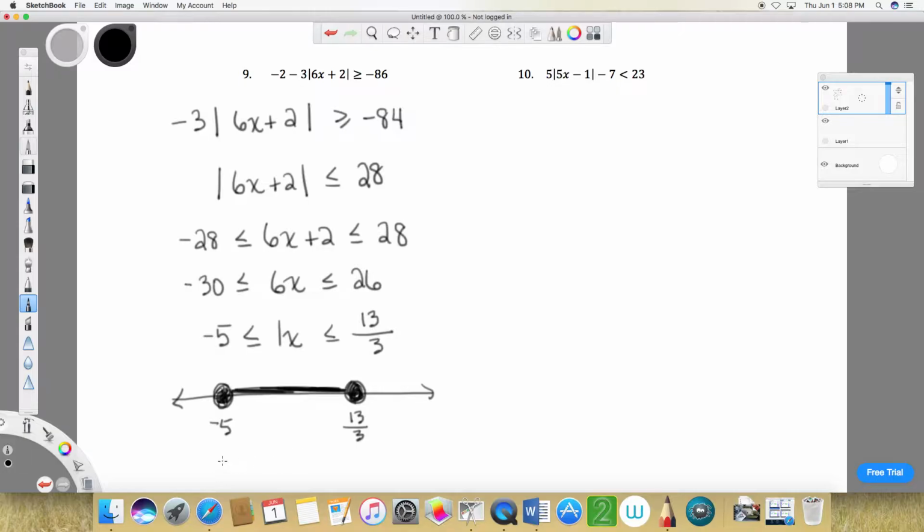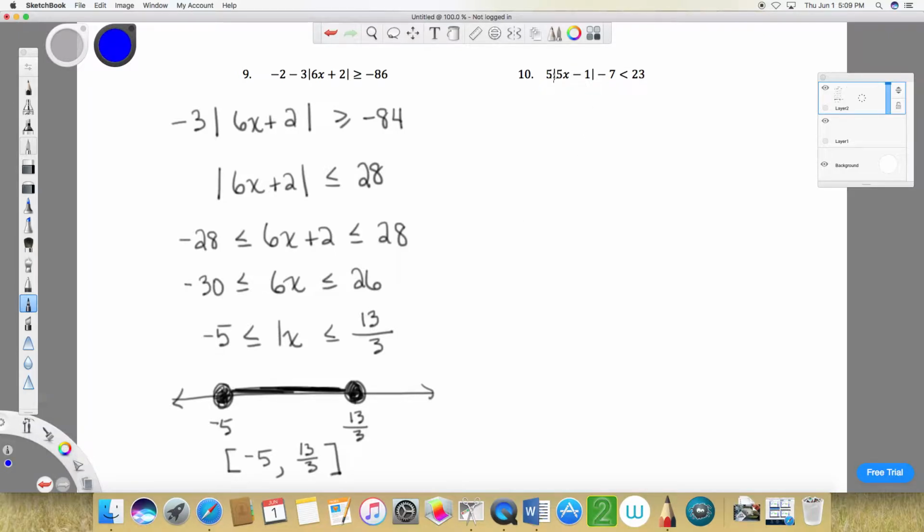So if we write this using interval notation, we use brackets since we're including the endpoints. The smaller number is written to the left. It's smaller number, comma, larger number. I'm going to leave the number as an improper fraction. That's fine. So now I'm going to come over and take a look at number 10.